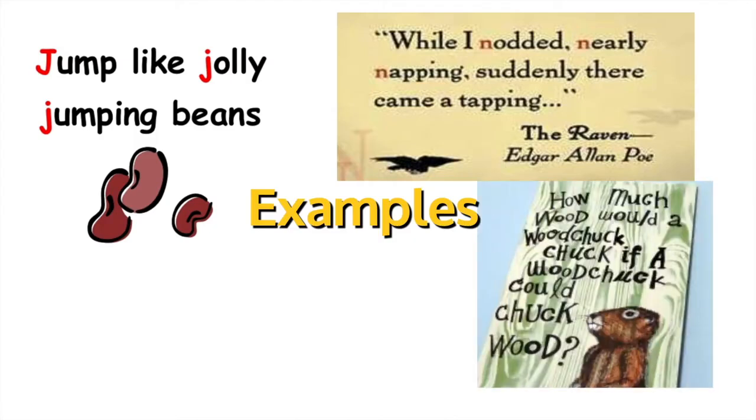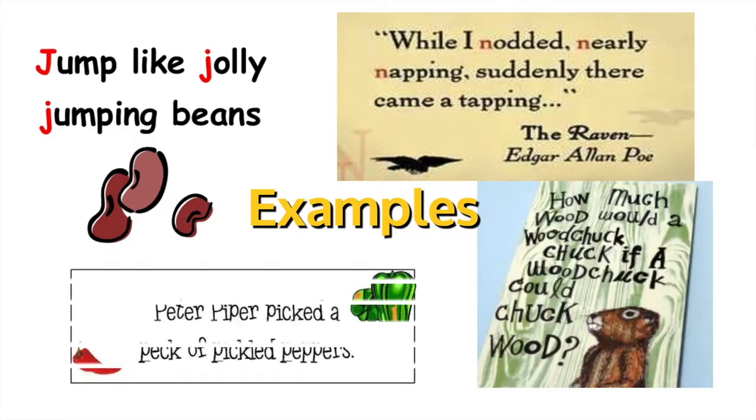N. How much wood would a woodchuck chuck if a woodchuck could chuck wood? So we have W repeated 3 times and then C repeated 3 times, as you can see. So again, how much wood would a woodchuck chuck if a woodchuck could chuck wood? And then we have Peter Piper picked a peck of pickled peppers. So P is repeated 6 times. So let's try to repeat it. Peter Piper picked a peck of pickled peppers. Again.